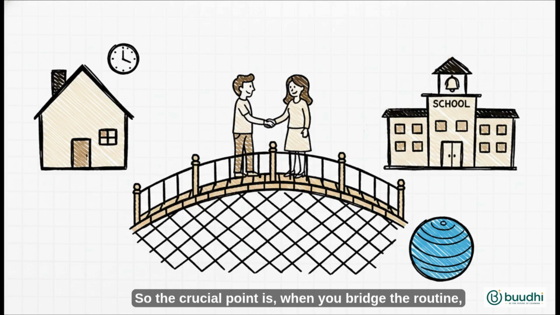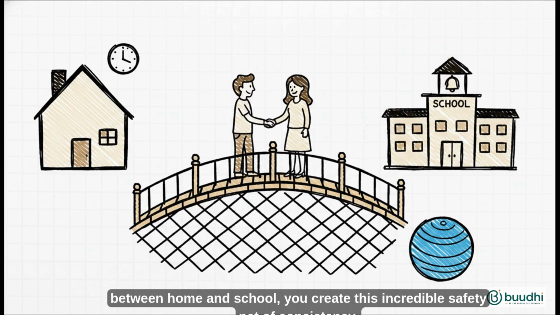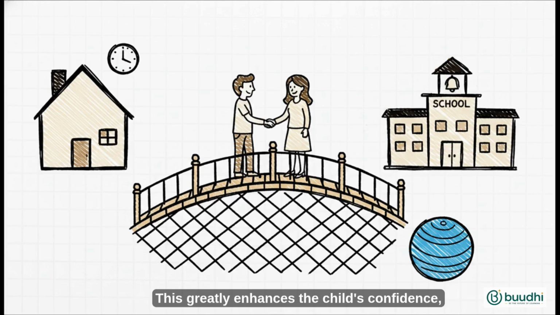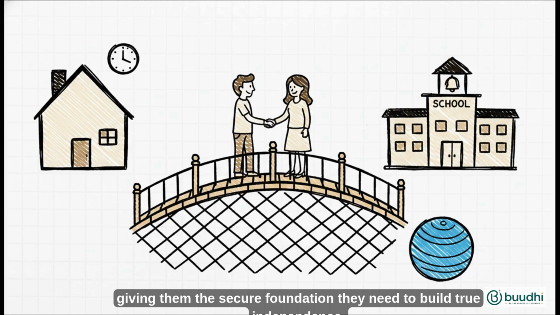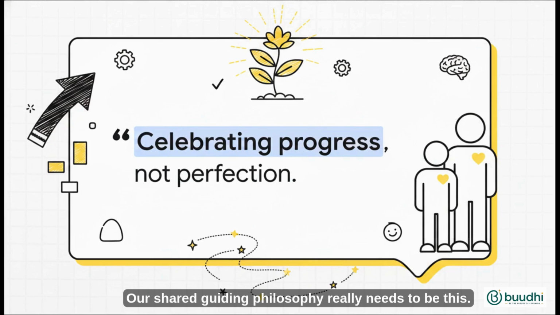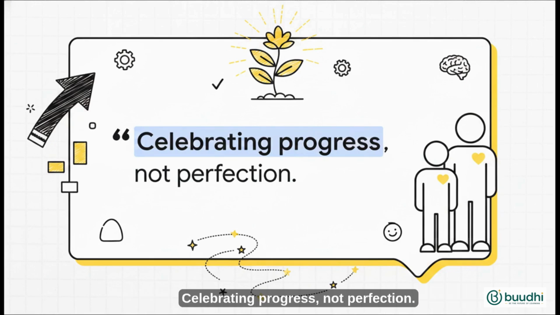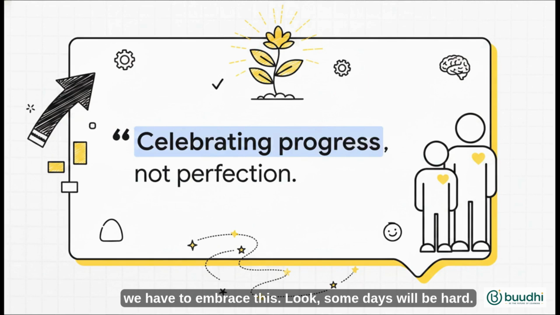So the crucial point is, when you bridge the routines between home and school, you create this incredible safety net of consistency. This greatly enhances the child's confidence, giving them the secure foundation they need to build true independence. Our shared guiding philosophy really needs to be this: celebrating progress, not perfection. As educators and parents working as a united team, we have to embrace this.